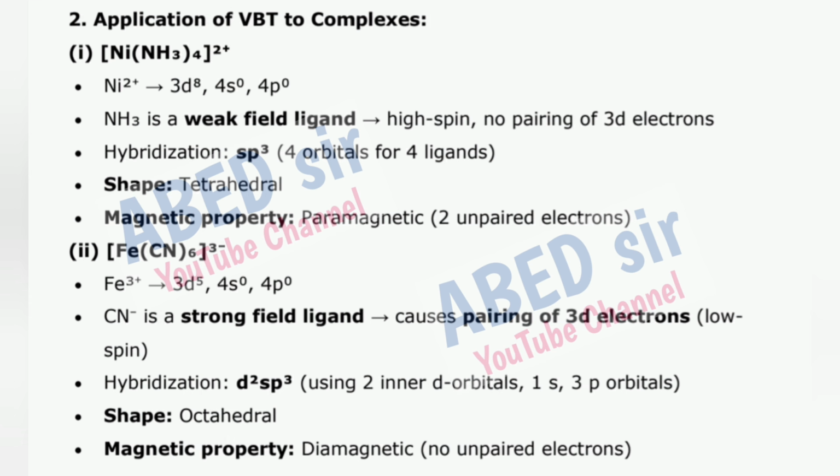2. [Fe(CN)6]3-. Fe3+, 3d, 4s, 4p. CN- is a strong field ligand, causes pairing of 3d electrons, low spin. Hybridization, d2sp3, using 2 inner d orbitals, 1 s, 3 p orbitals. Shape, octahedral. Magnetic property, diamagnetic, no unpaired electrons.